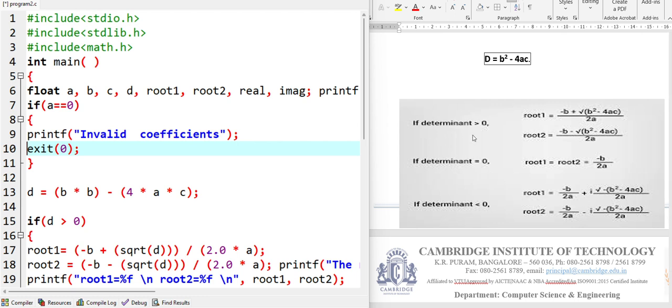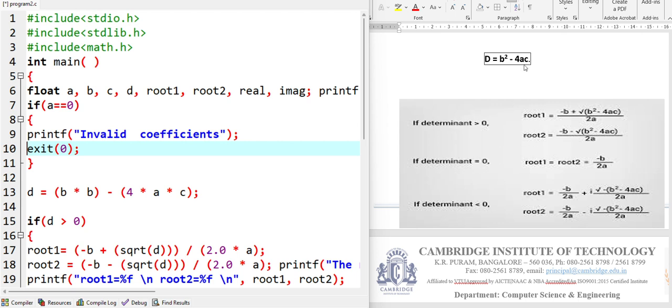If the discriminant d is greater than 0, then root 1 = (-b + √d) / 2a, root 2 = (-b - √d) / 2a. Here d is b² - 4ac. These two roots are distinct and real. So if the discriminant is greater than 0, roots are real and distinct.